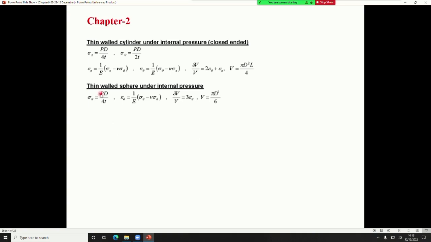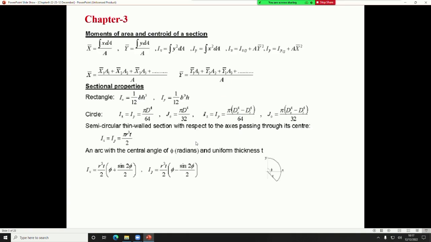And the other one is for a thin-walled sphere subject to internal pressure. We only have one equation to calculate the stresses. So we don't have axial stress, we only have hoop stress. But if you notice here, it's PD over 4t, which is similar to PD over 4t for the cylinder's axial stress. So again, we have only one equation. For the strain in a thin-walled sphere subject to internal pressure, the volumetric strain is 3 times epsilon theta, and I also added this equation, the volume of a sphere, this year. So these two were added this year. They didn't exist in the previous year.